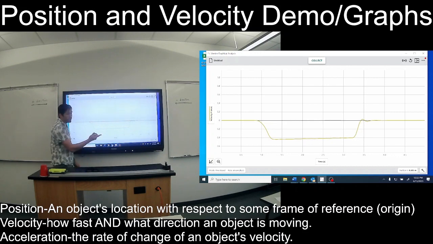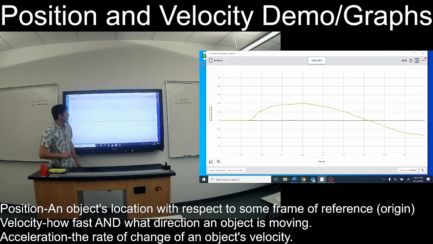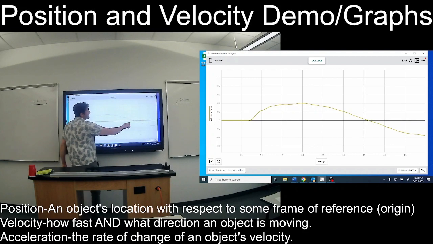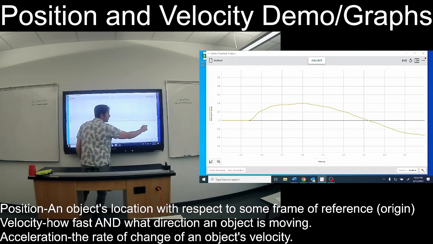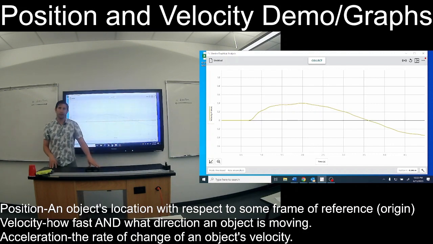Okay, so if I do one where I change the direction somewhere along, so if we have it going this way, and then stop and come back, you notice that the velocity went from being positive to eventually being negative. It was moving in the positive direction at first, and then it changed direction and it went in the negative direction.